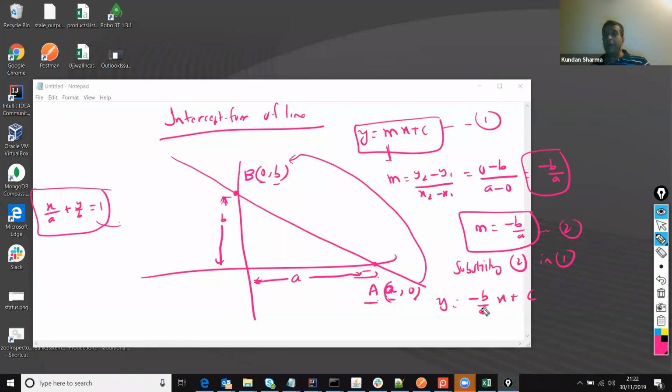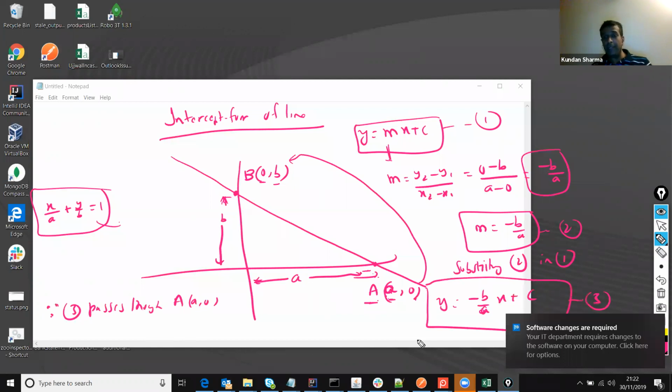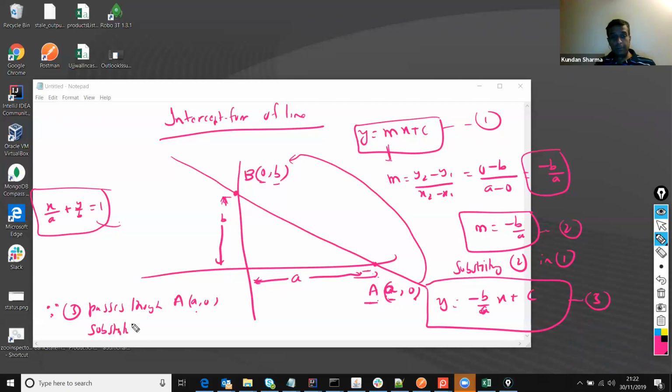Now we know, how many points do we already know on this line? We know 2 points, a and b. So let me call it 3. Because 3 passes through a, which is a comma 0. So we can substitute the value of a comma 0 in 3.